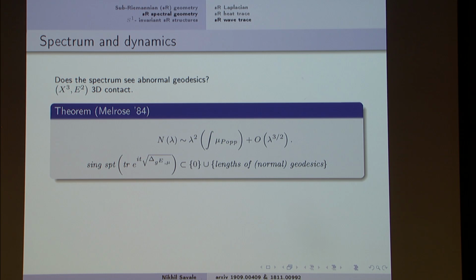Since it's a distribution, you can look at the singular support of this distribution. In the Riemannian case, this was done by Duistermaat and Guillemin. This is a classical result. The result of Duistermaat, Guillemin, and Chazarain says that the singular support of this wave trace is contained in the length spectrum, the geodesic length spectrum of your manifold.